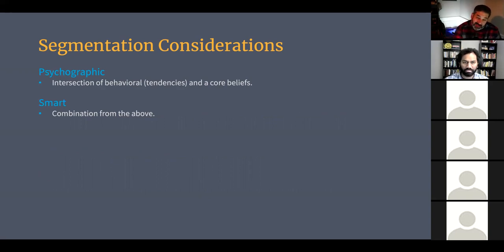And then SMART, this one is new. It's a combination from the above. So when we start combining customers and we start building a better customer profile, and we start to realize that it's not just one, it's multifaceted, and each one of those components needs to be taken into consideration when we're building out our solution, our value proposition. That's when we start getting into smart segmentation, because we're actually grouping a few things together.